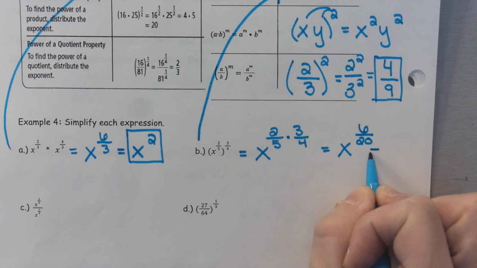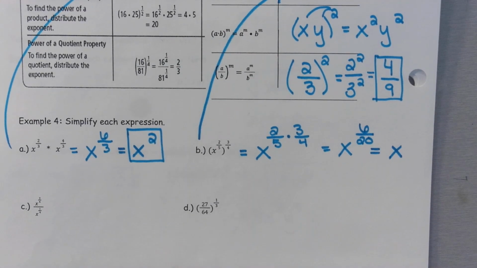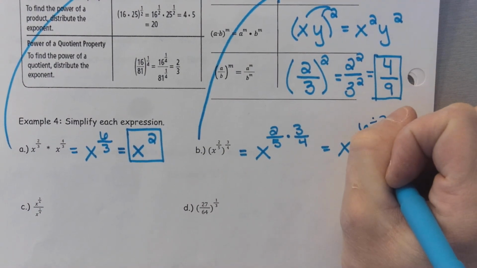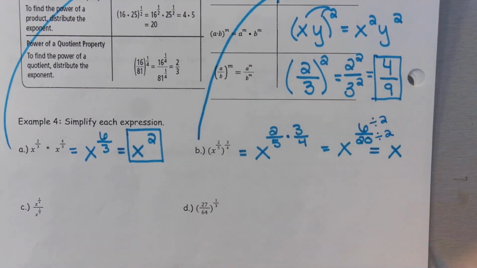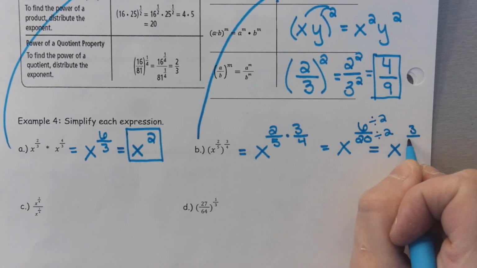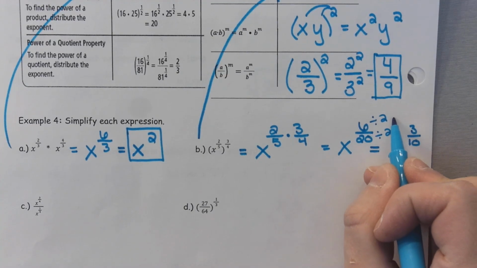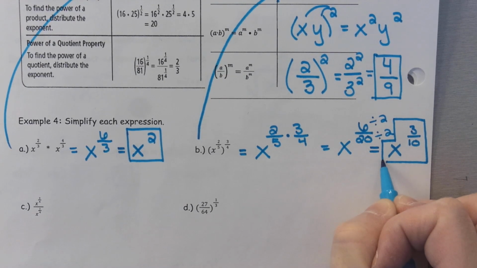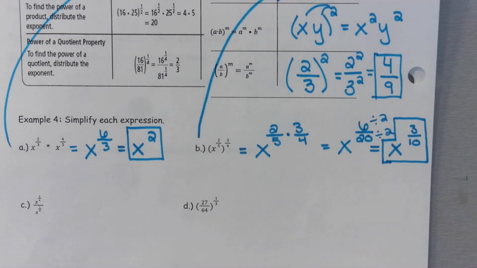Okay, I can reduce this fraction, so I'm going to go one step further. What number divides into both 6 and 20? 2, yeah. So if I divide each by 2 to reduce it, to make it smaller, 6 divided by 2 is 3. And then 20 divided by 2 is 10. And so this would be my final answer because I can't simplify it or do anything else to it. So that would be my final. Good for that one?